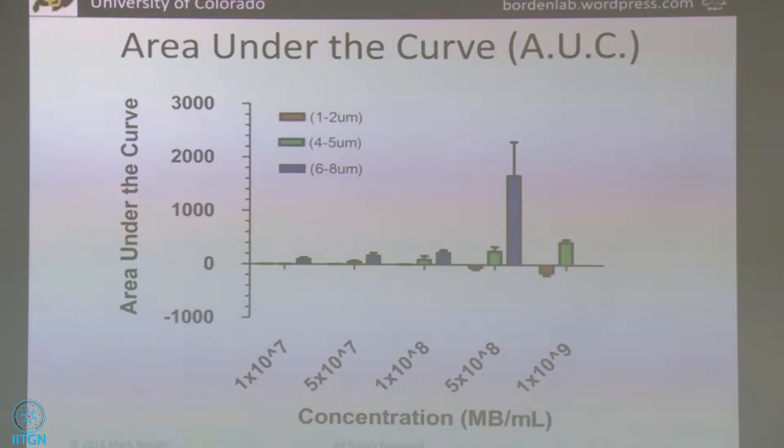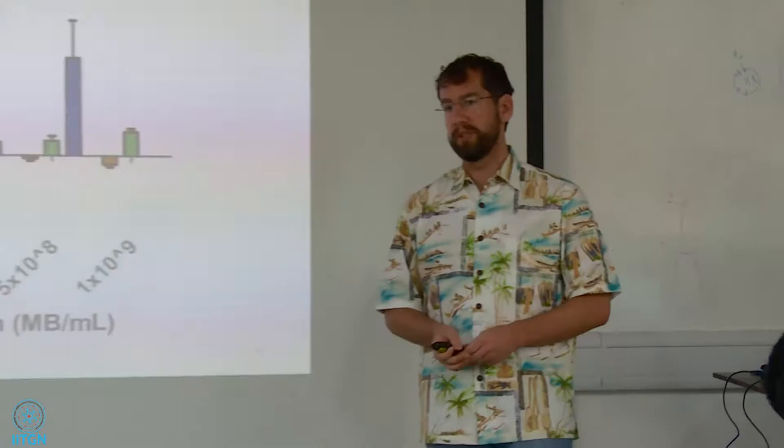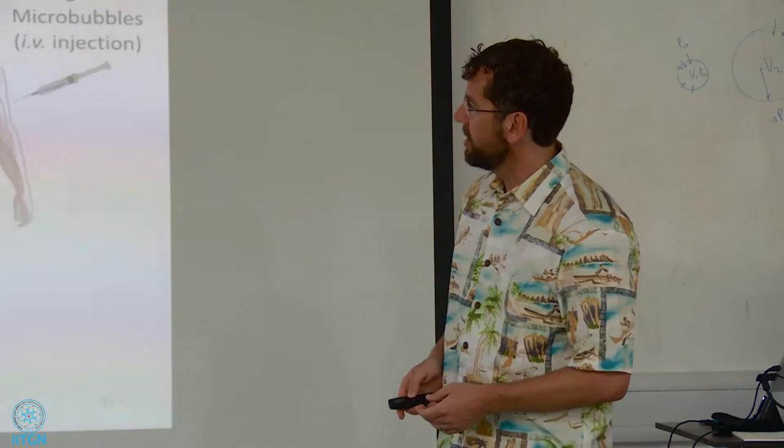Okay, so that's an initial study that we did. We had the ability to make bubbles and do size selection, so we wanted to just see how that impacts bubble circulation. It obviously makes a big impact. In the study that I'm going to show next, we're going to use 4 to 5 microns.